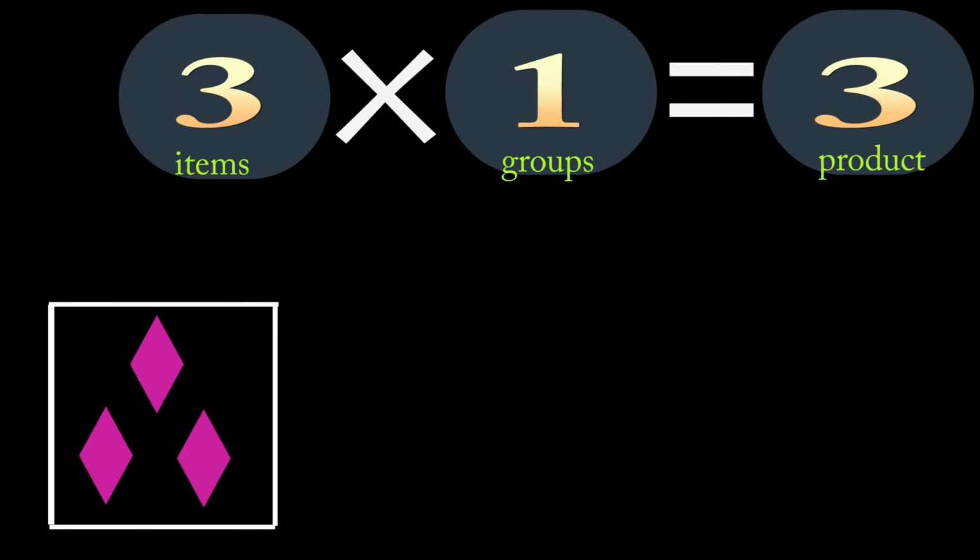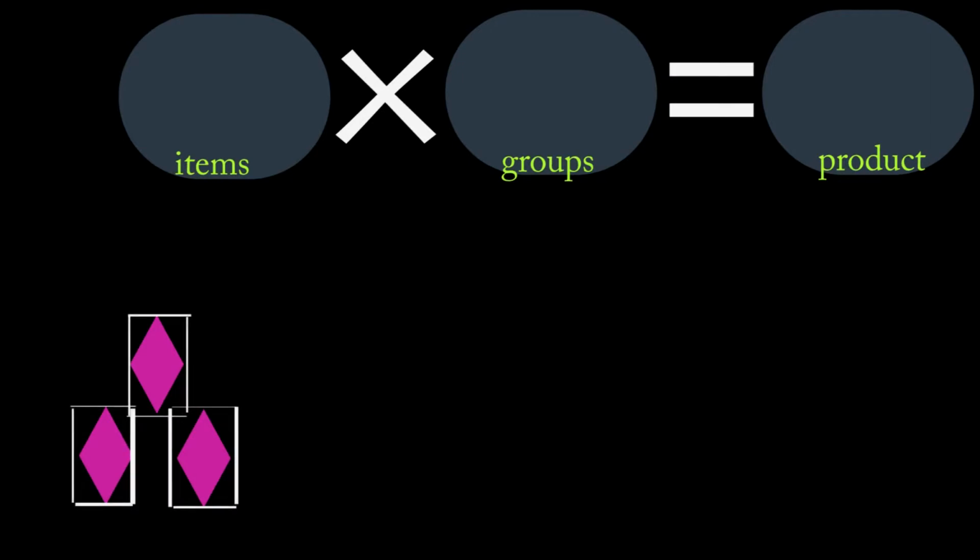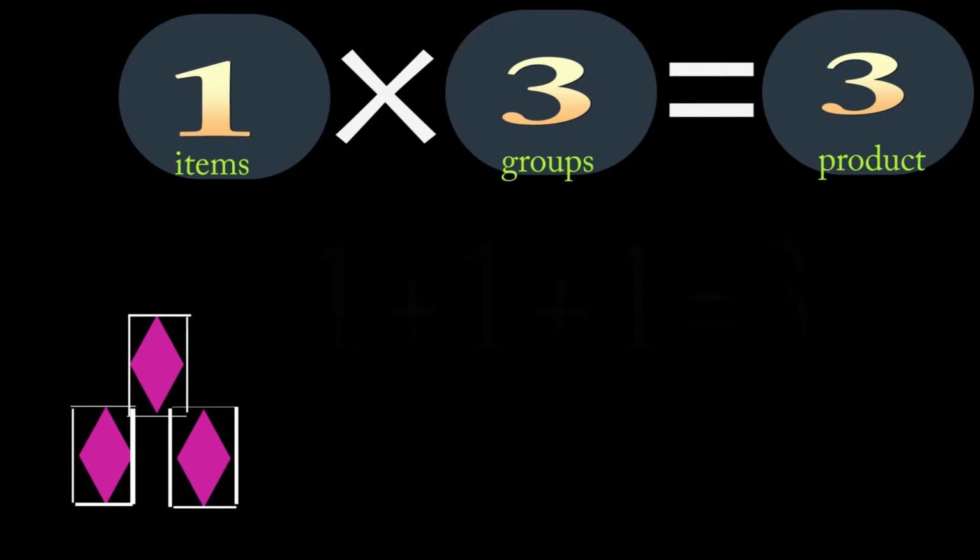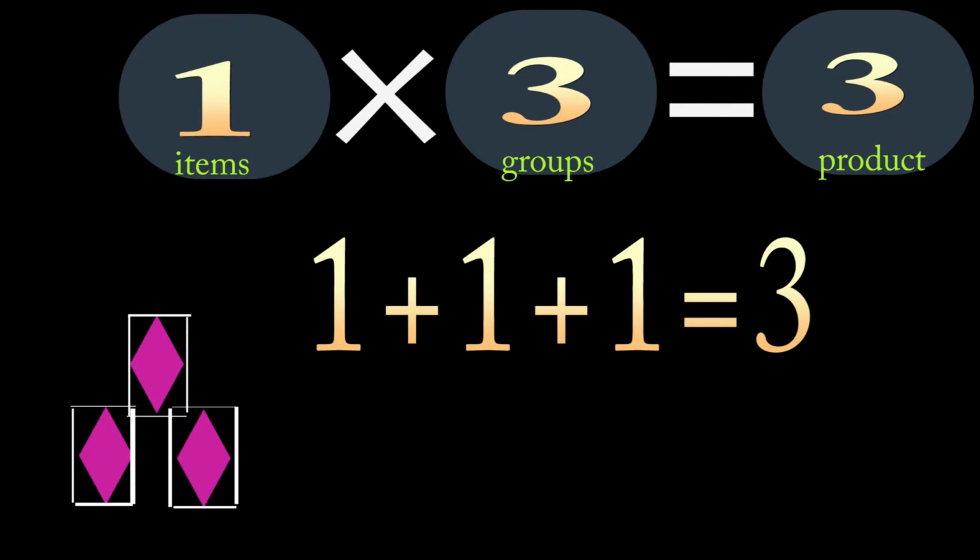You can also think of these 3 rhombuses as being in 3 groups of 1. That is also 3 times 1, or 1 times 3, it doesn't matter. So 1 times 3 is 3. You can also think about this as repeated addition, which would be 1 plus 1 plus 1, which equals 3.